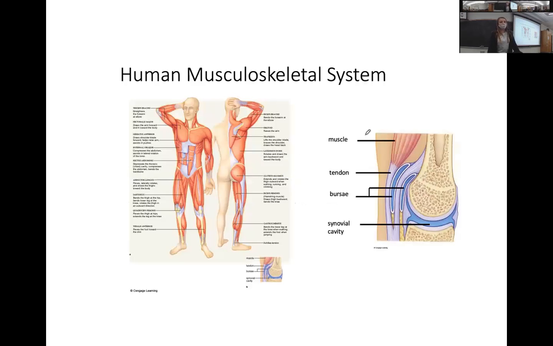So here's a picture of that musculoskeletal system. It's a little hard to see, so we're going to zoom in just a wee bit here. Okay, so we have things like your triceps, your biceps, your pectoralis major, which I should write on these for you. I think that's helpful.